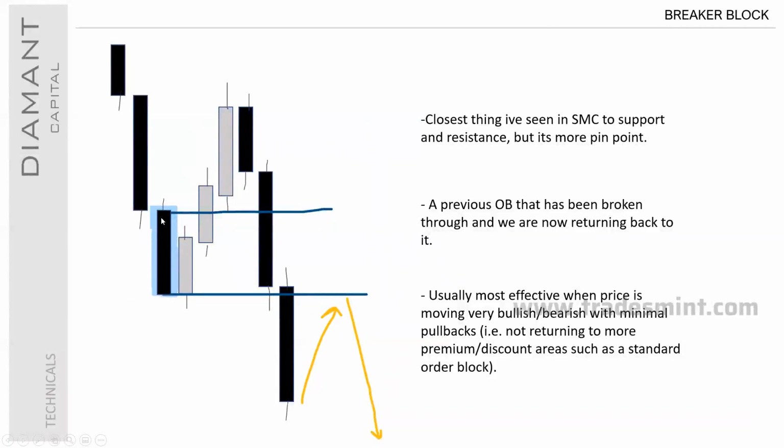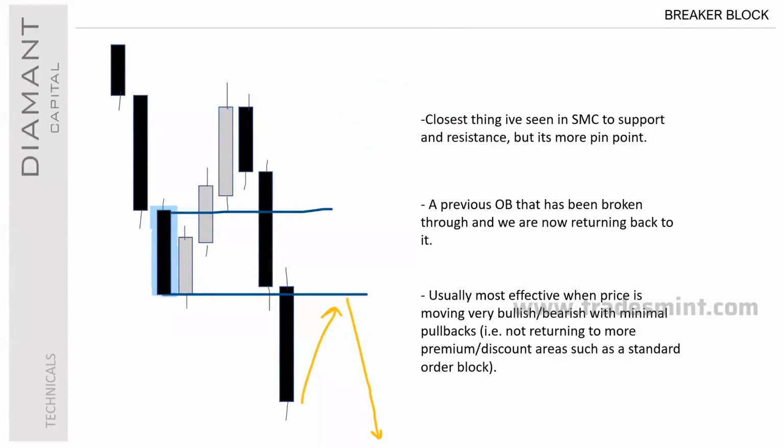A previous order block that has been broken through, we've smashed right through it to the downside, and now we're returning back to it. Usually it's most effective when prices move very bullish or bearish with minimal pullbacks. So what do I mean by that? Sometimes you're going to get perfect order flow where price moves like this. But how often do you see that? Very rarely. I'm going to be honest.